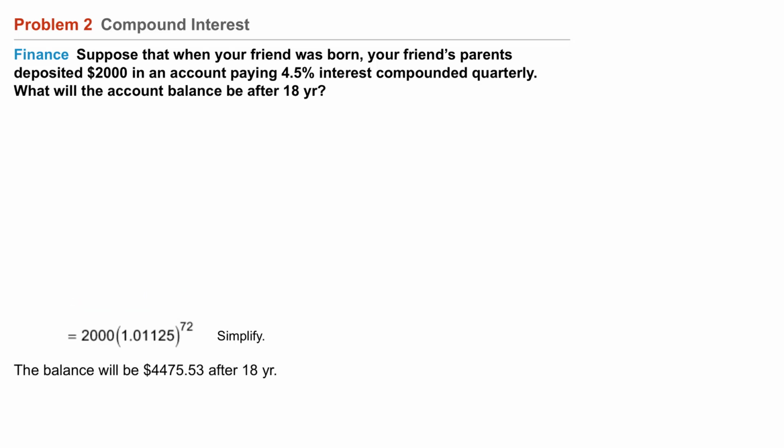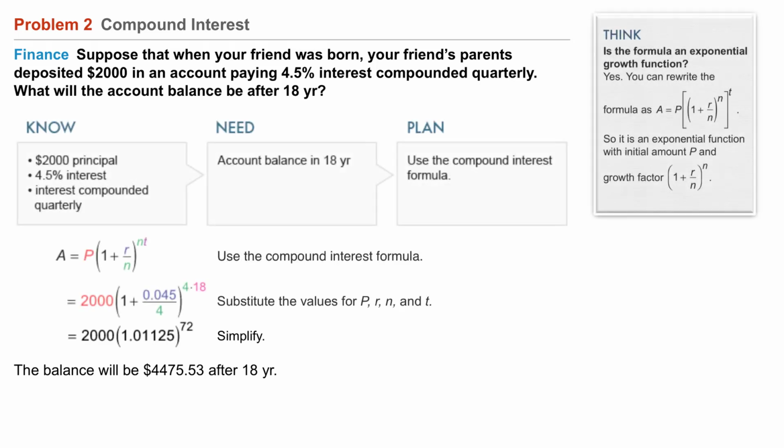Using a calculator, we find that the balance will be $4,475.53 after 18 years. Not a bad way to put a bank account to work for you.